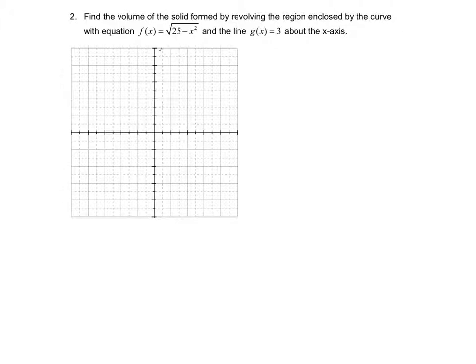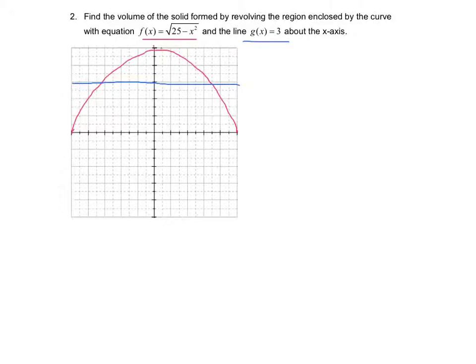Okay, so the next question says, find the volume of the solid formed by revolving the region enclosed by the following curve and the line g of x equals 3 about the x-axis. Well, the first question you need to ask yourself is, what is f of x? What is this function? Hopefully you recall from last class that that's the top half of a circle with a radius of 5. So you're going to want to draw the top half of a circle and then g of x is equal to 3. So give that a try.